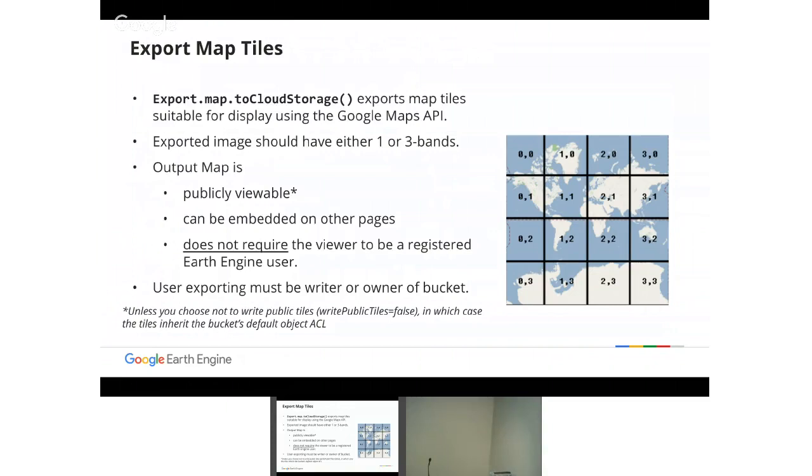And the output map is publicly viewable. In certain instances, it will not be. I'll explain that. It can be embedded on other web pages. It doesn't require the viewer to be a registered Earth Engine user. If you're exporting, you need to have either writer or owner access of the bucket you're attempting to write to.